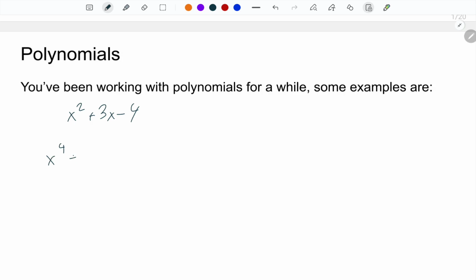x to the fourth plus 3x cubed minus 7x plus 1. It doesn't have to contain each and every single power, and we should say y equals, things like that. But essentially anything with x to some exponent, you could have multiple x's in there to multiple different exponents. Those are what create polynomials.